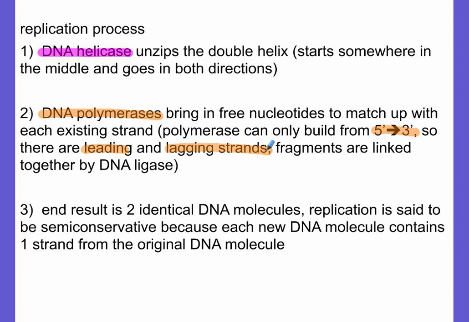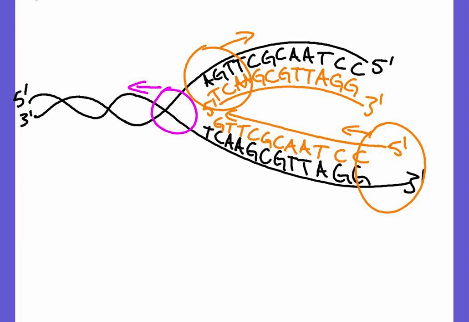Okay, but at the end of the day, your end result, you have two identical DNA molecules. It's going to be semi-conservative because you have one new to go with the old. The semi-conservative part of this, you have an old piece of DNA that's black to go with your new piece of DNA that's orange. You're always going to have a little bit of old with new.